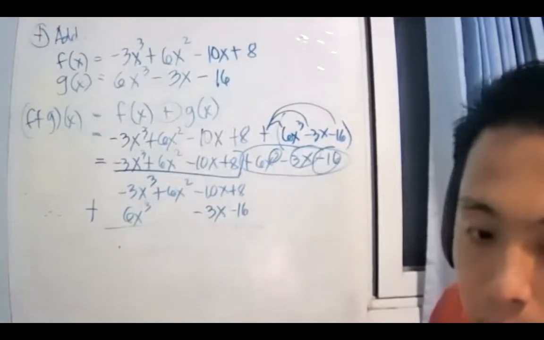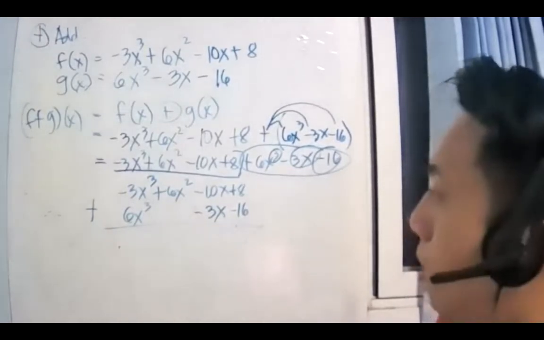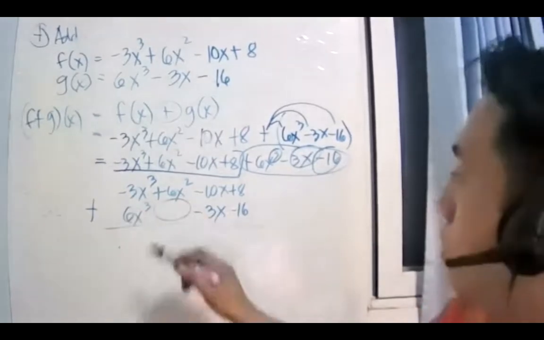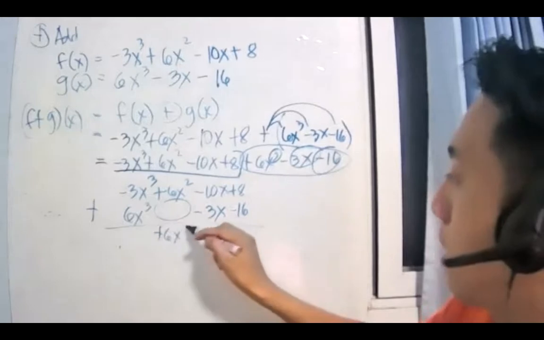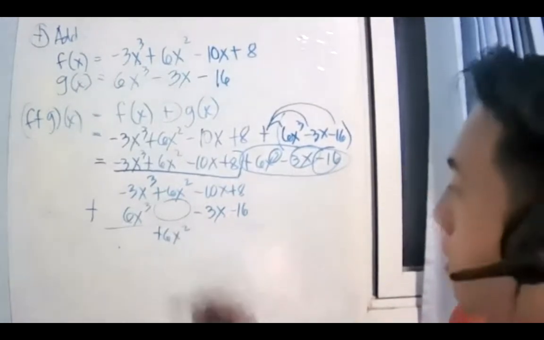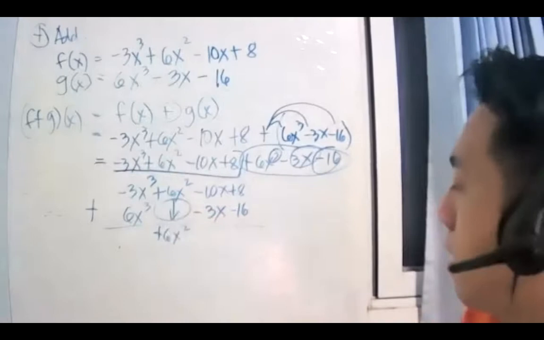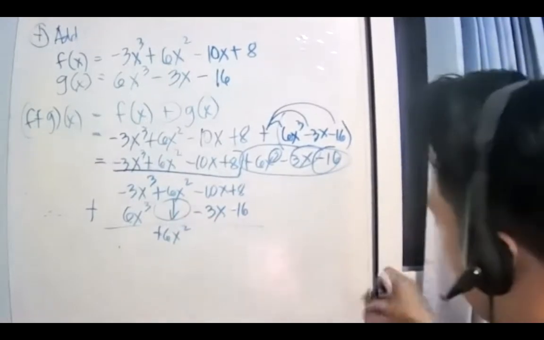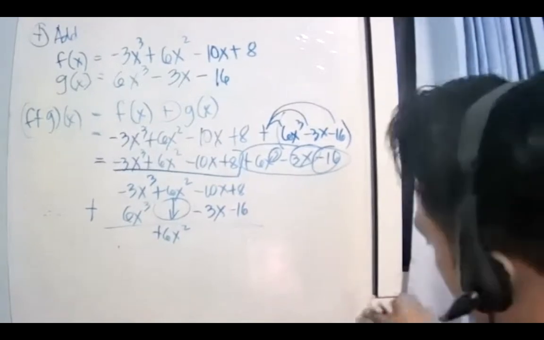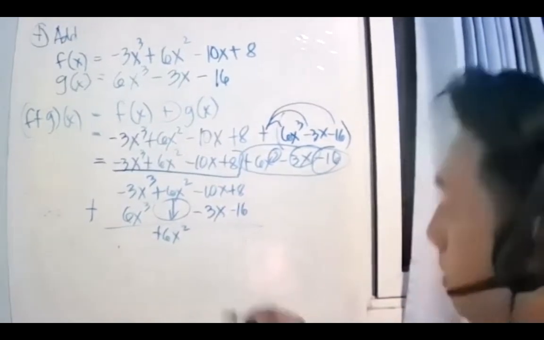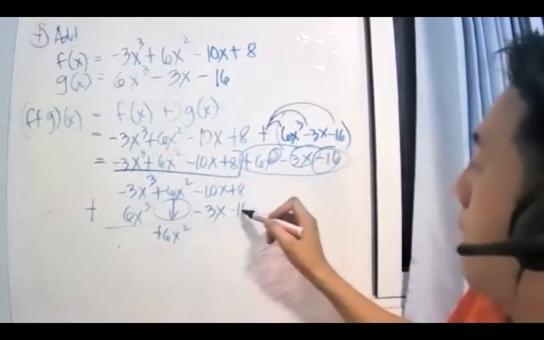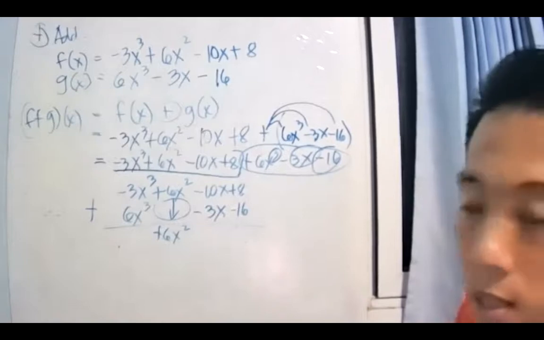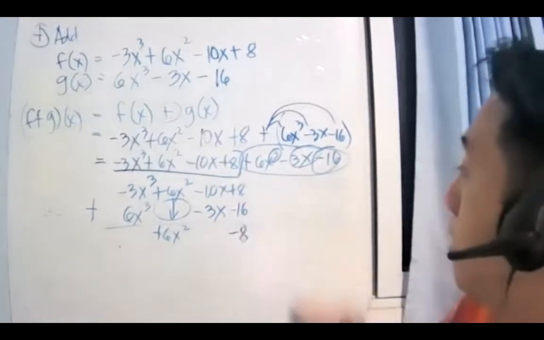Okay? Para mas madali tayong makakita ng mga problem. So this one, wala siyang x squared. So magiging 6x squared lang yan. As simple as that. Okay? Bababa lang siyang ganyan. Sige na sagot. Next. 8 minus 16. That is negative 8.